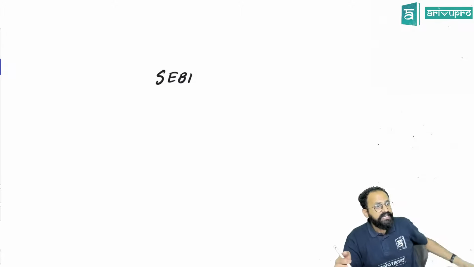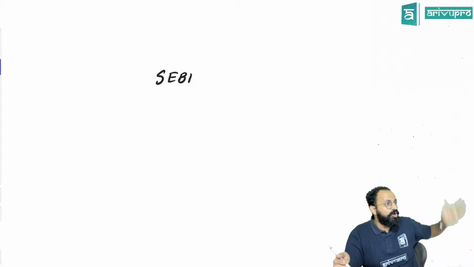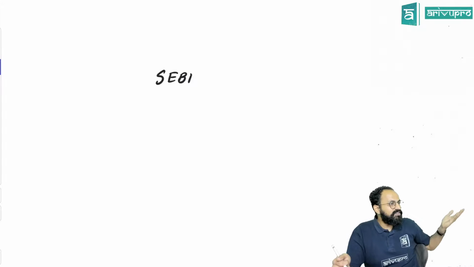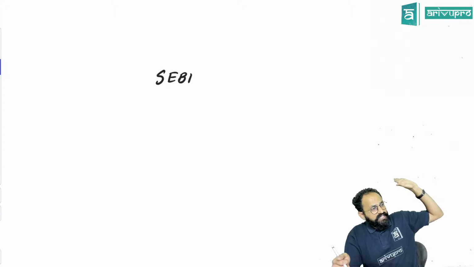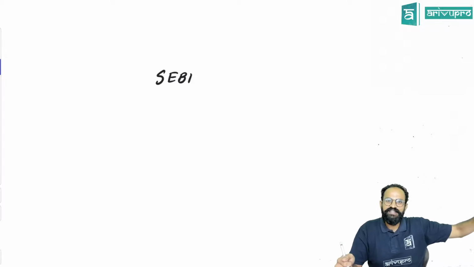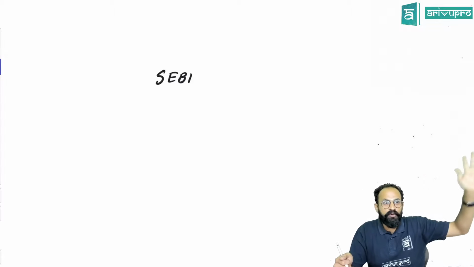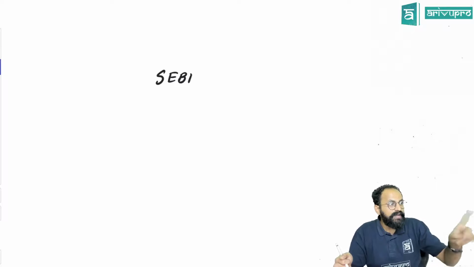What scam did he do in 1992? The value of the scam was 7,500 crores. Today, 7,500 is a bigger number. 7,500 crores. He must have known so much about the stock market, and he made illegal money.